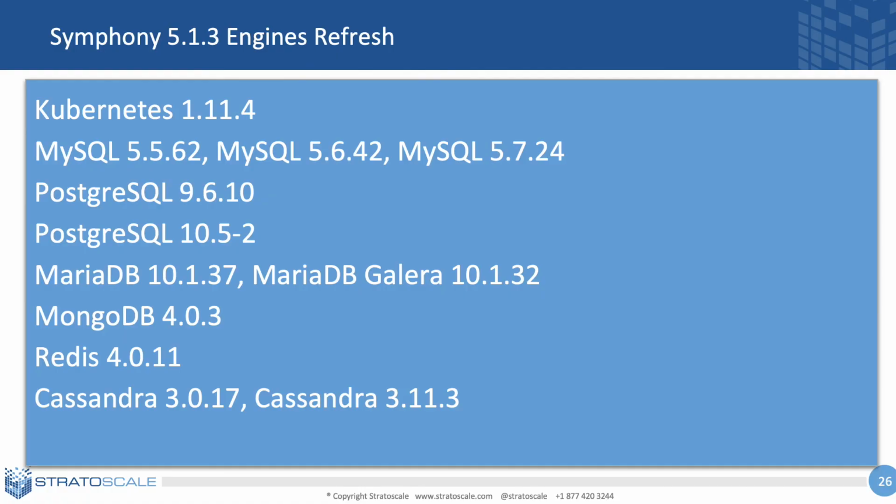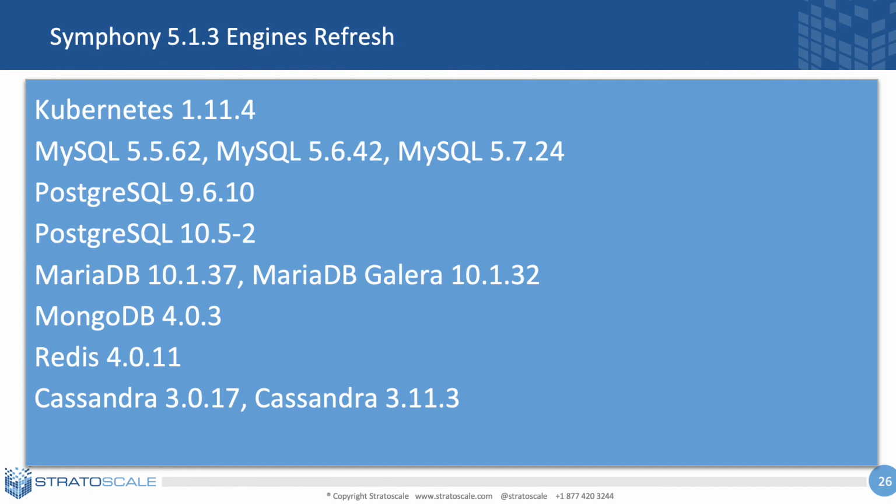Every version brings a lot of stability and new features. We mentioned Kubernetes 1.11.4 as an update, and we've got other updates across the board. MySQL 5.5 was updated to 5.5.62. MySQL 5.6.42 was introduced. MySQL 5.7.24 was introduced. Postgres 9.6.10, as well as Postgres 10.5-2, as well as MariaDB 10.1.37. Interesting updates across the board.